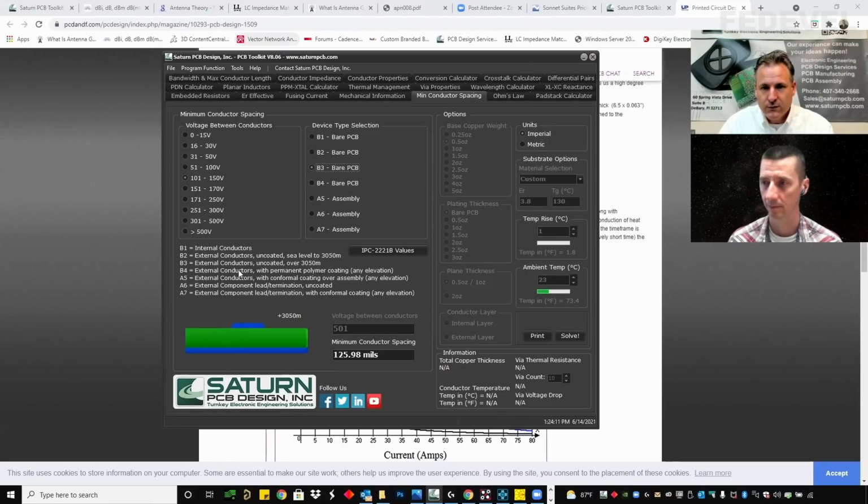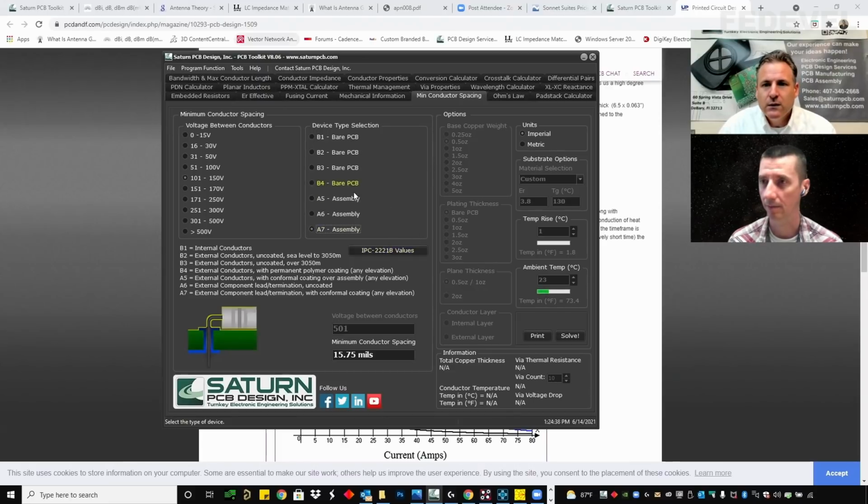Internal conductors, I thought there was, yeah. And then here's, if we go to the assembly, we can see the distance for conformal coated and unconformal coated through-hole leads, for example. But it's a good rule of thumb to use. I use it quite often.